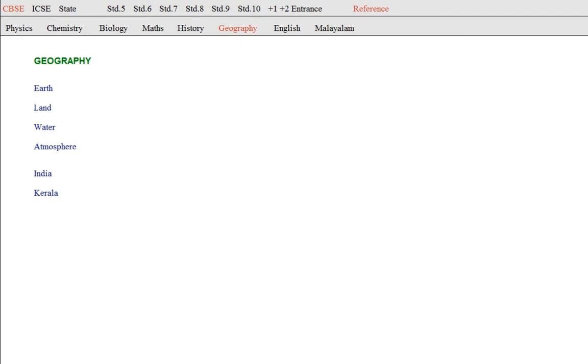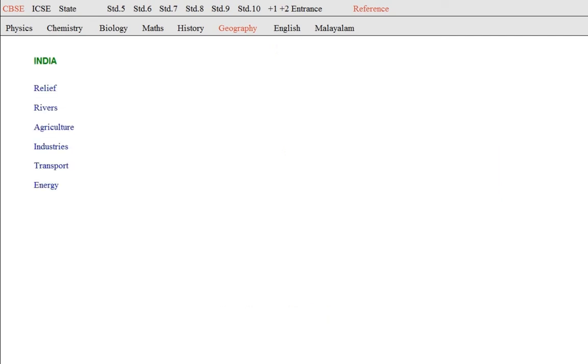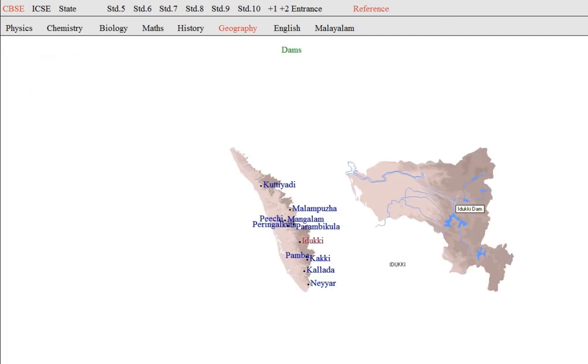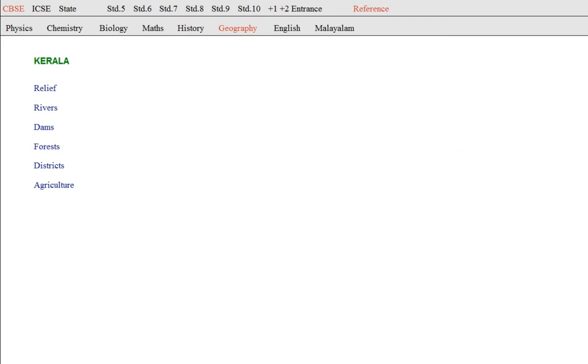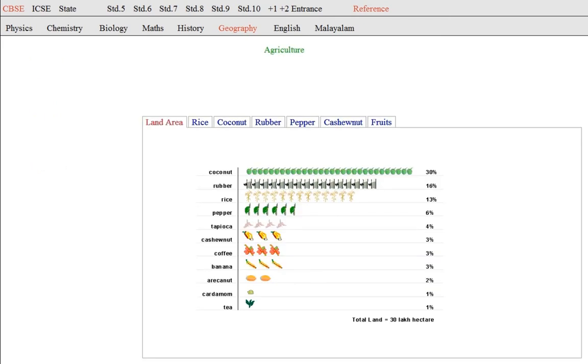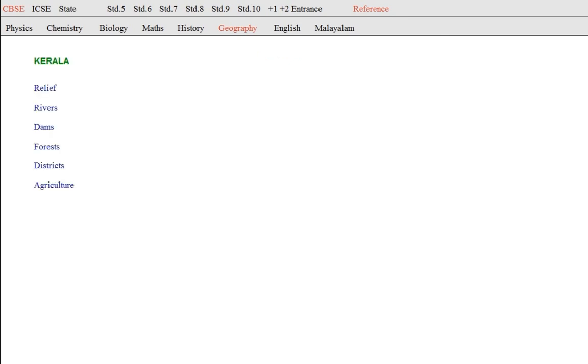Now let's go to India. Then rivers. If you click on each name, we can see where the river is. Like that, you can go to Kerala, you can have dams. You'll see how the catchment area and the connected rivers are. So agriculture. There is a lot of information in these sections.